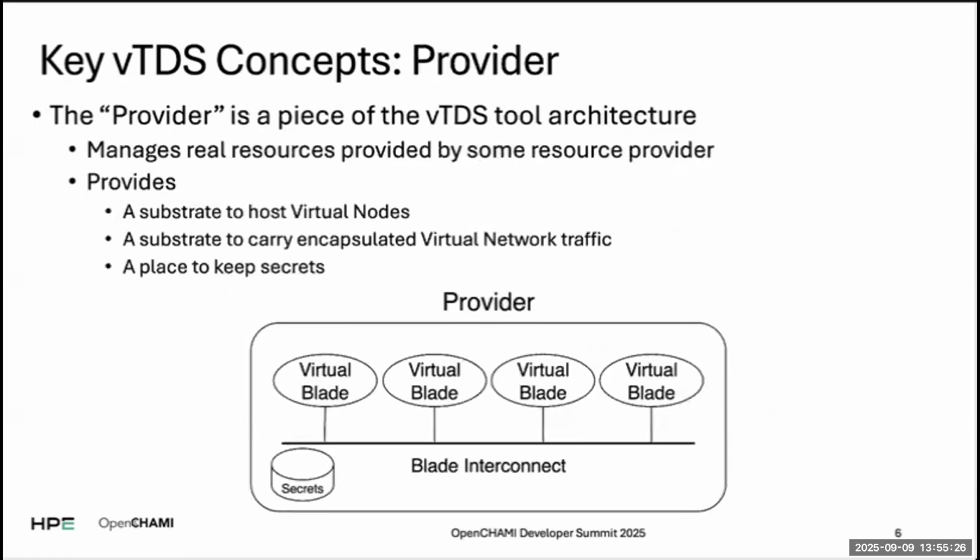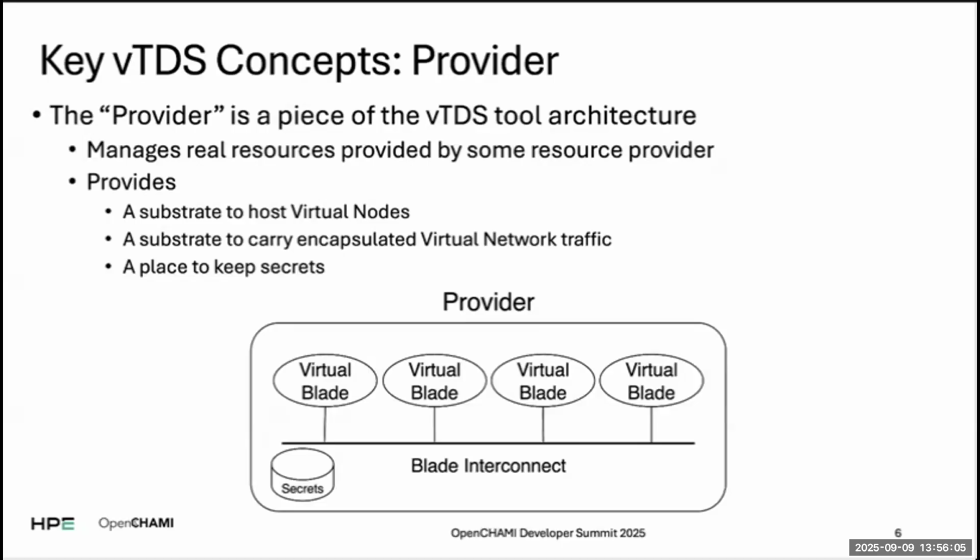The next piece is the provider. And the provider is the piece of VTDS tool architecture that manages the real resources provided by some resource provider. So I mentioned GCP. That's currently the provider that we have implemented. And basically in that case, you would be managing GCP compute instances and virtual private clouds and all the lower level stuff that's needed to make all of that come together.